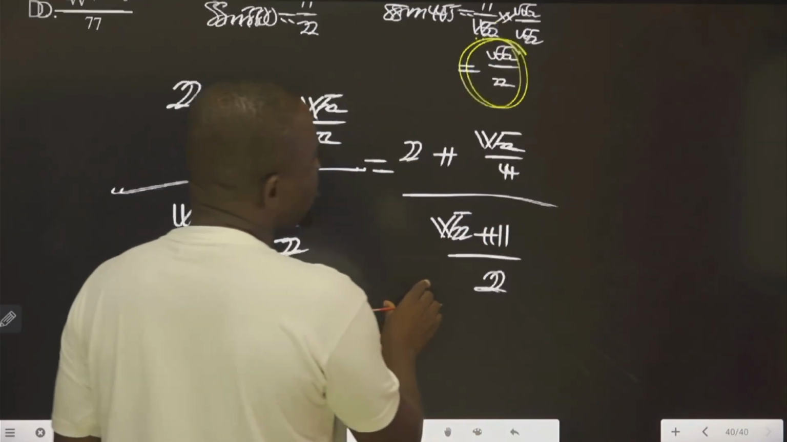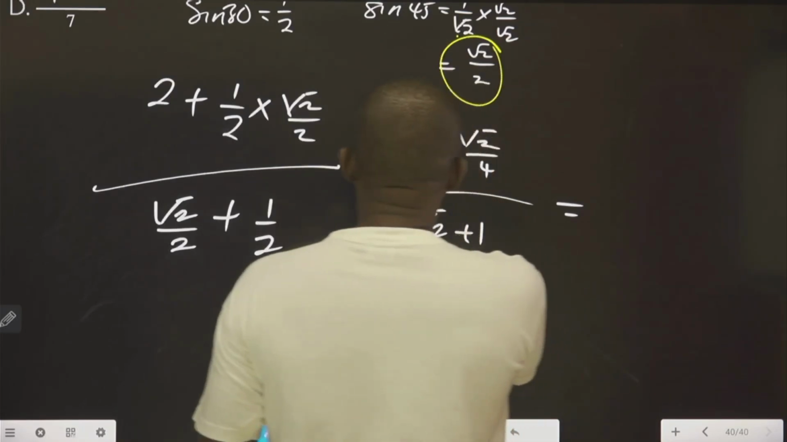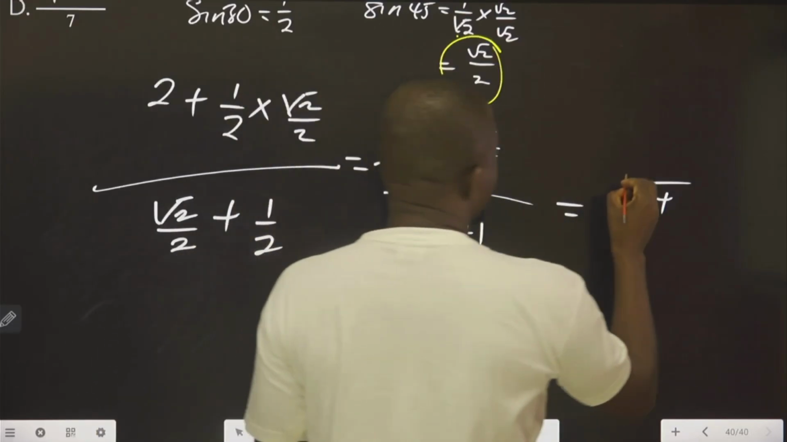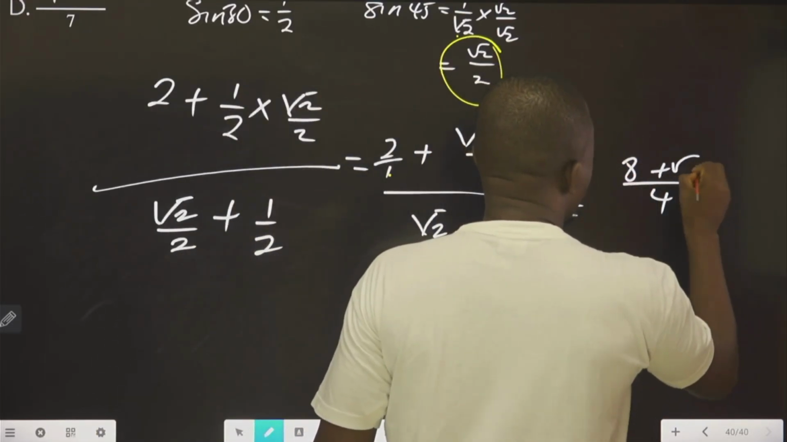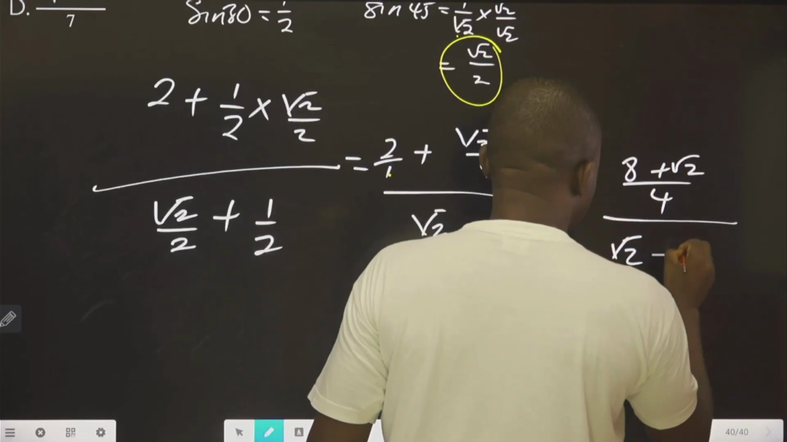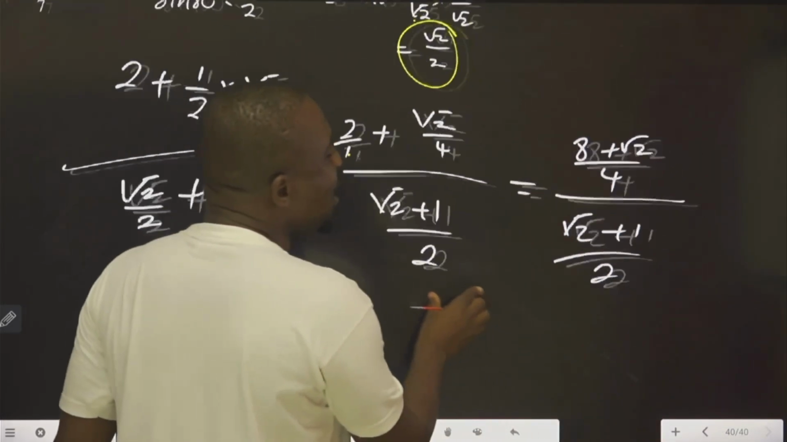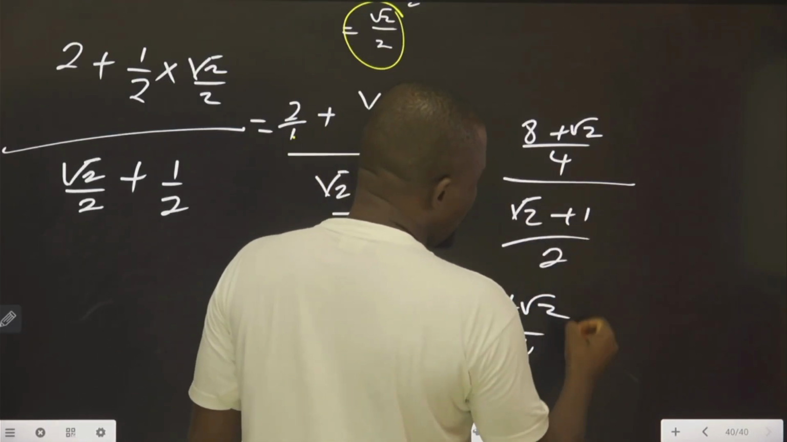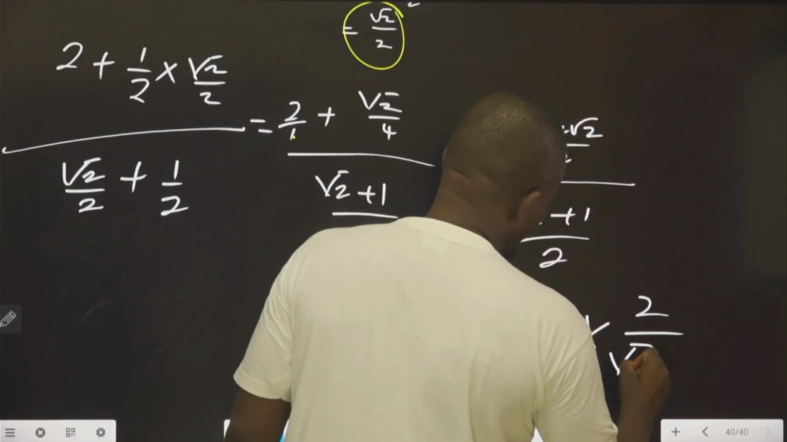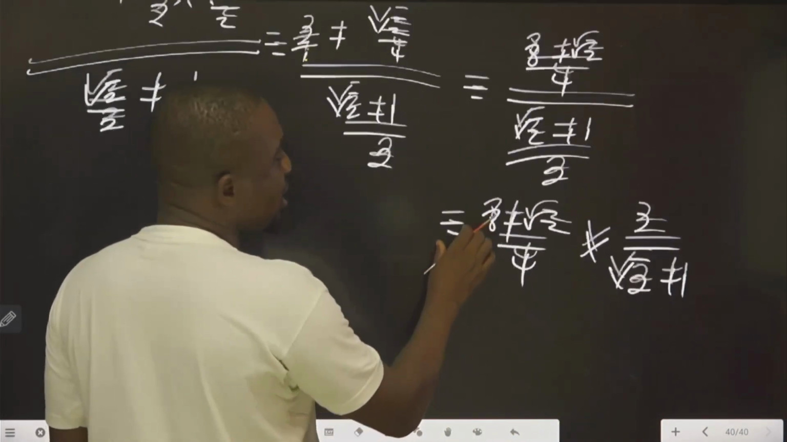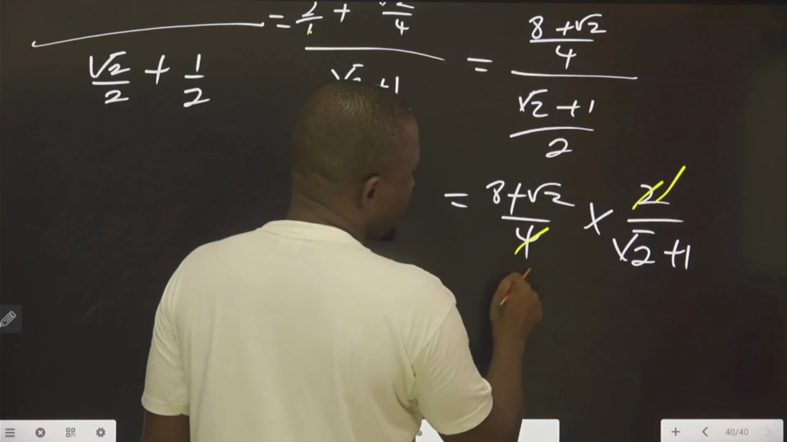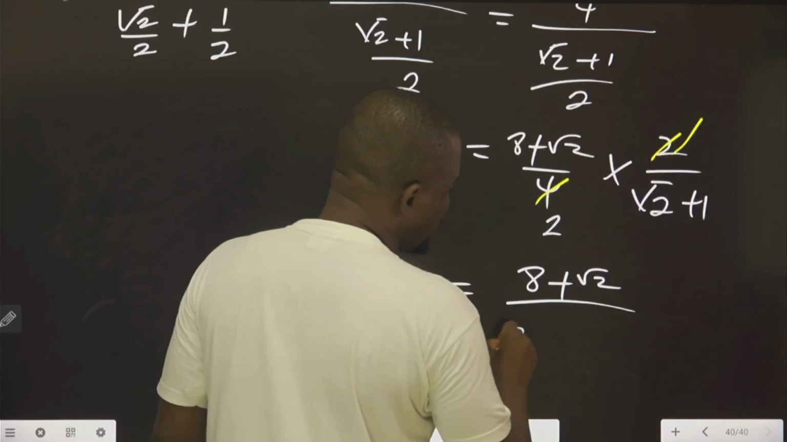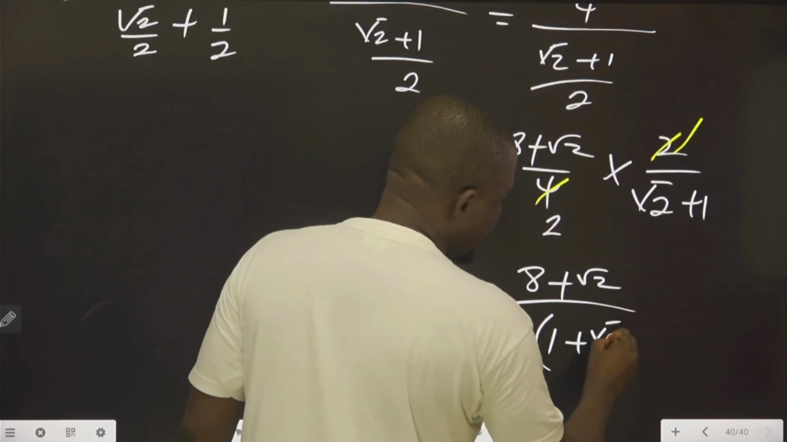This numerator 2, you agree with me? Here, if I say over 1, the LCM of this is 4. 4 divided by this is 4, multiplied by this is 8. Square root of 2 all over this. So now, you can simply say 8 plus square root of 2 over 4, times 2 over square root of 2 plus 1. Okay? So you agree with me now, this is 8 plus square root of 2 over 2. You can also write this as 1 plus square root of 2.